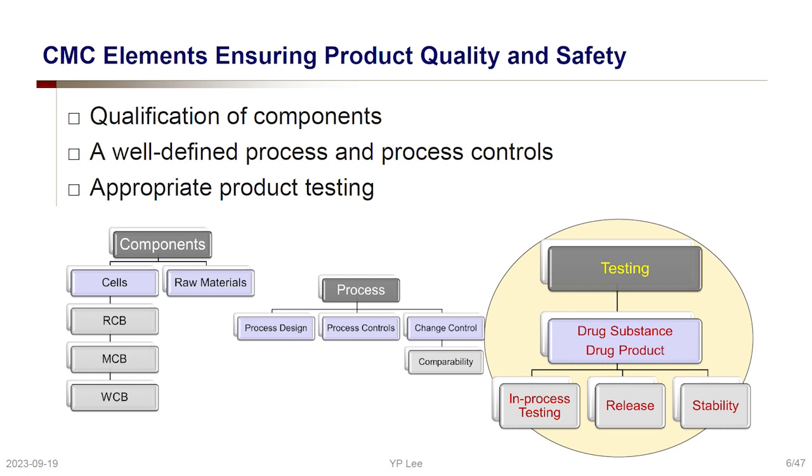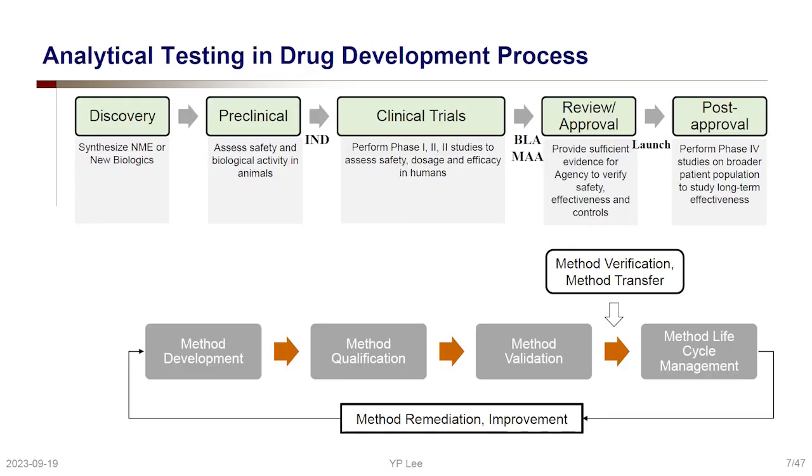The second would be the process, including process design, control, and change control. These are the important components. And the third would be testing. Here the testing covers DS and DP: in-process testing or IPC, release testing, and stability testing. These are very important.